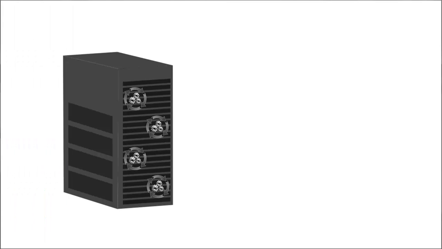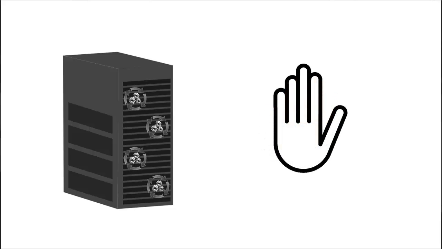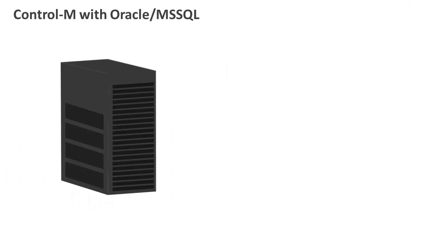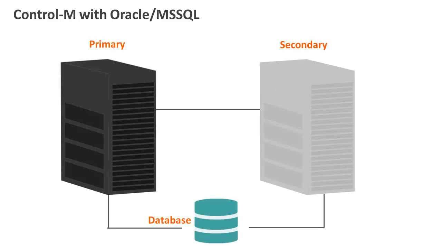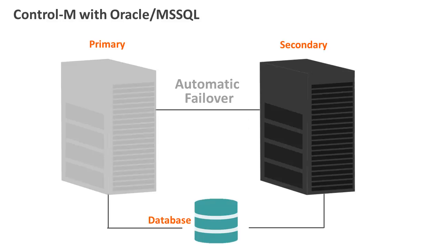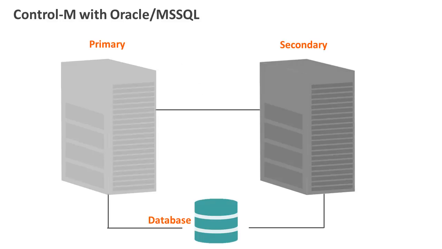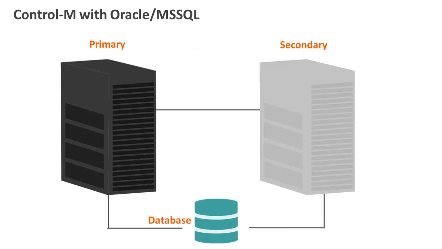Using Control-M High Availability, you can maximize your production environment uptime and prevent data loss in the event of hardware maintenance or failure by failing over to a secondary host. If you are using an Oracle or MSQL database, for both Control-M EM and Control-M Server, when there's a hardware issue, an automatic failover occurs. You can also perform a manual failover if necessary. Once the problem is fixed, you can fall back to the primary host.